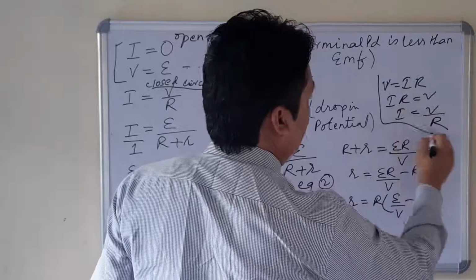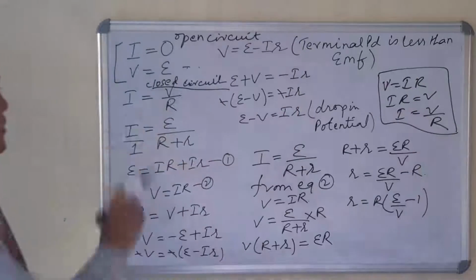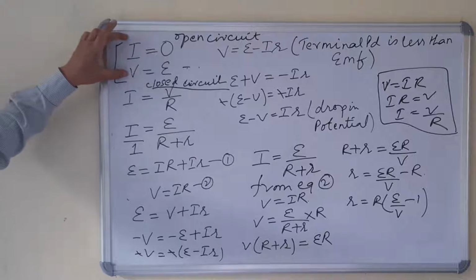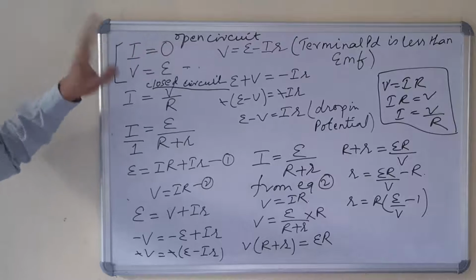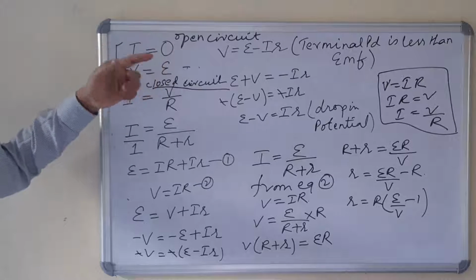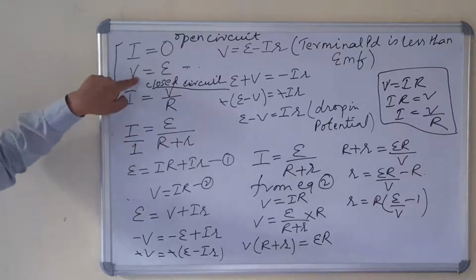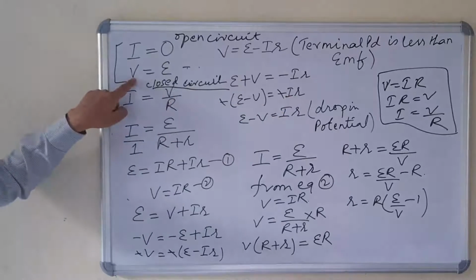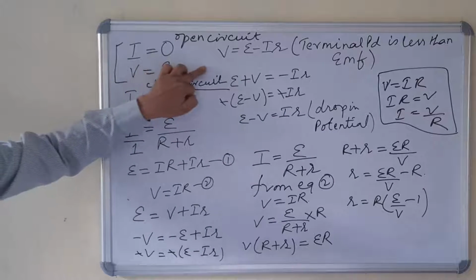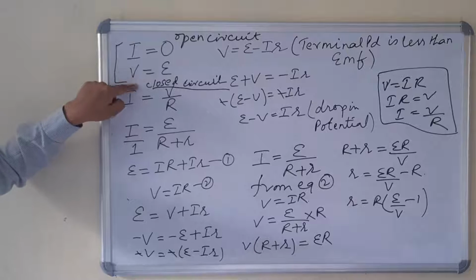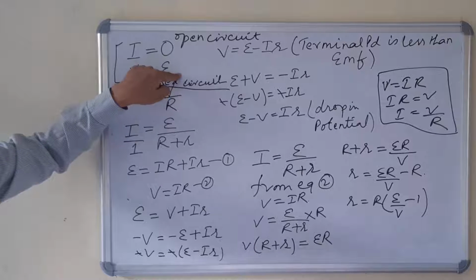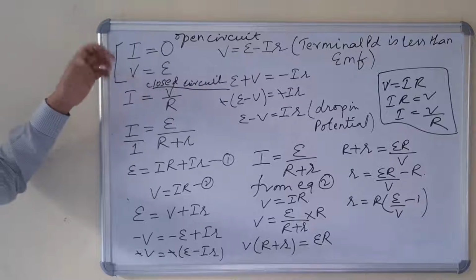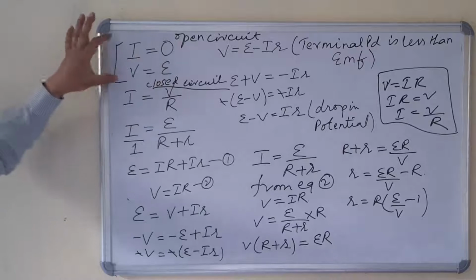So taking this condition here, the lower portion is when the circuit is closed, and the first one is when the circuit is open. When the circuit is open, the current is not drawn, so I equals to 0. Even though there is no flow of current, the electrode will maintain the maximum potential difference, which we call EMF. So I can write here V equals to E, because EMF is also a potential difference and V is also the potential difference. So V equals to E. This is for the open circuit.